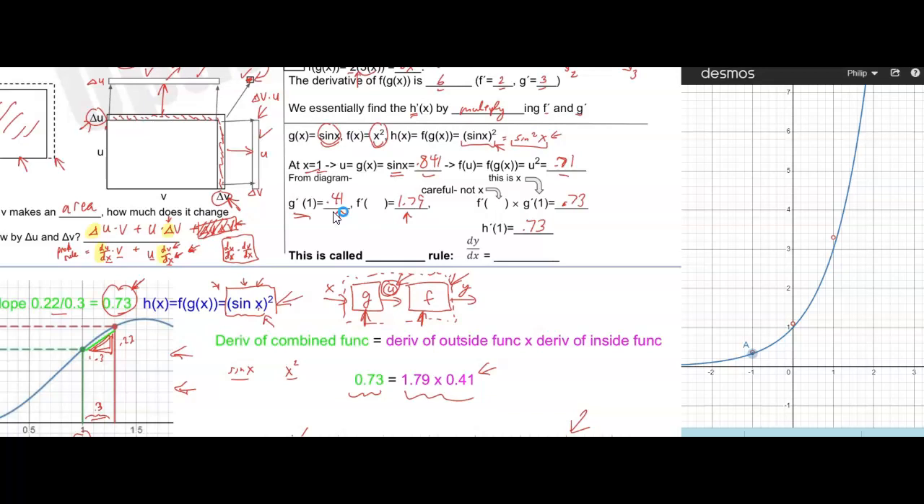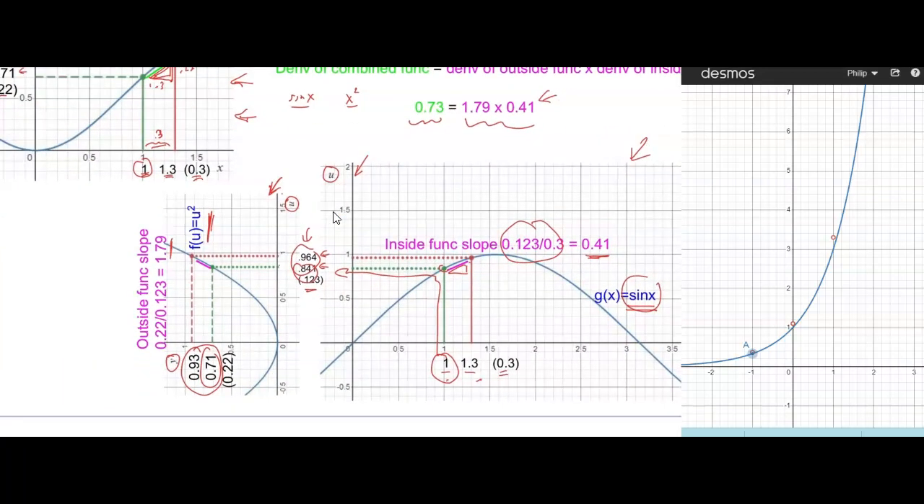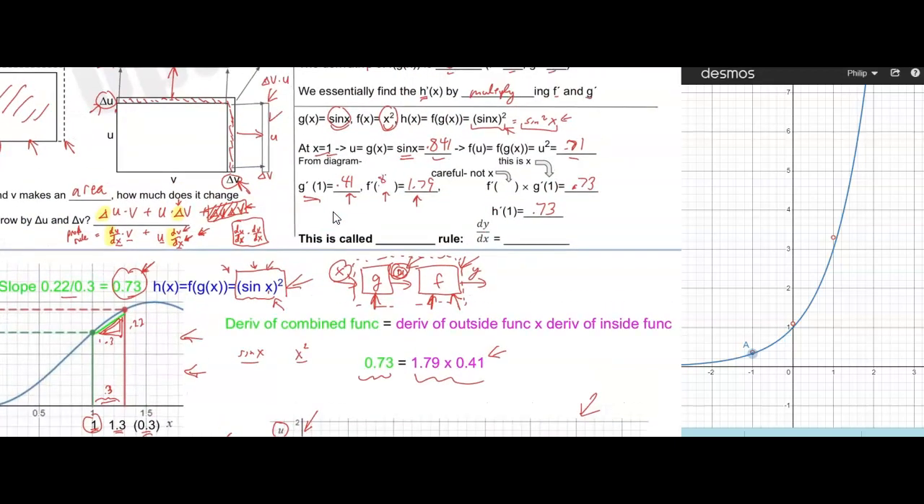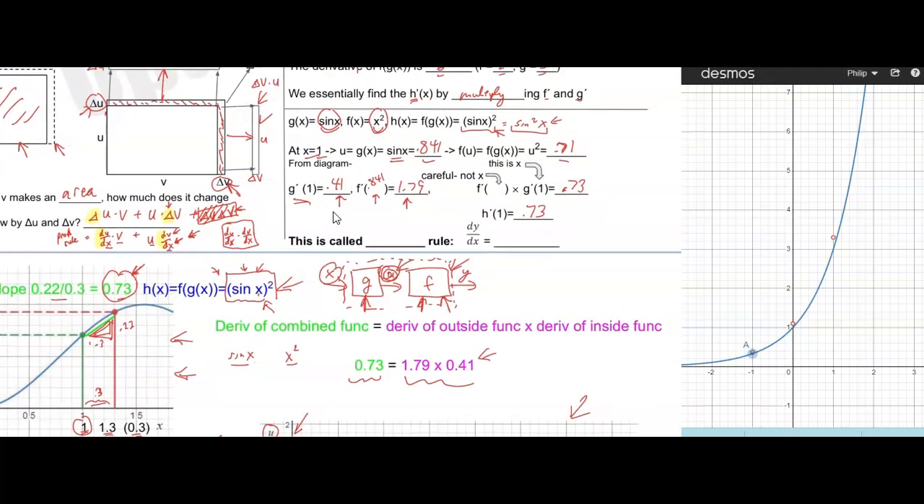Now, one tricky thing here, the tendency would be, oh, let's just put a 1 here too. But remember, when you go into the f box, the input to the f box is not x anymore, it's u. So here we're going to put the u value, and when x equals 1, the u value happens to be 0.841, right? So the value that goes here is actually 0.841. And I can fill 0.841 here too.